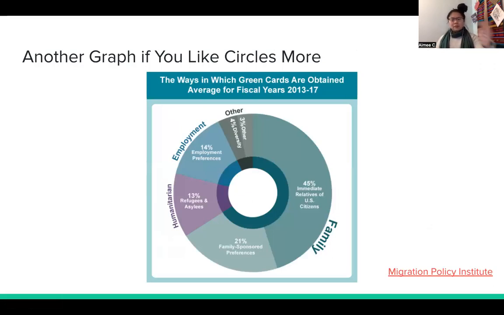Here's another graph, one that's kind of like a donut. I'll let you take a look at that. And again, Migration Policy Institute, if you're interested in seeing this more in depth. When we did this presentation in the morning, the donut was nice because we had little snacks that were donut looking.